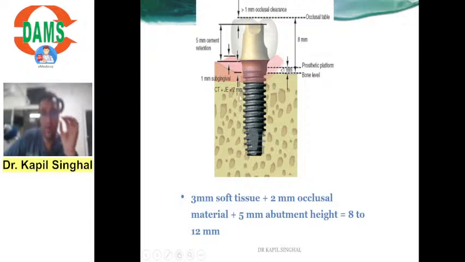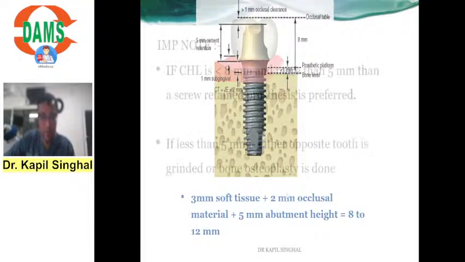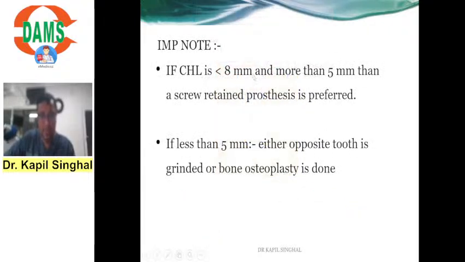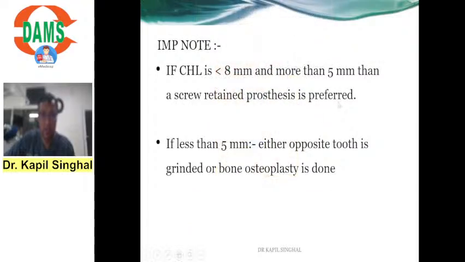So if they ask how much space is required above the implant level for making an implant crown, the range is 8 to 12 millimeters. In this, 3 mm is the soft tissue thickness, 5 mm is the abutment height, and 2 mm above is the crown occlusal material height. Okay. If the crown height space is less than 8 mm but more than 5 mm, then I would not make a cement retained prosthesis. Then I will make a screw retained prosthesis.